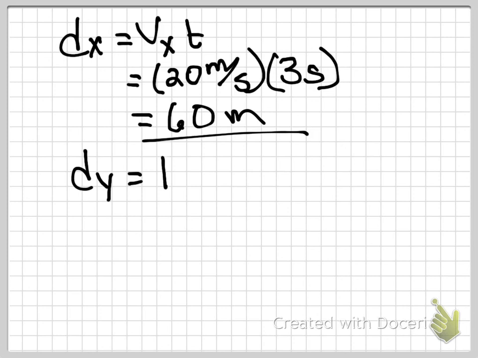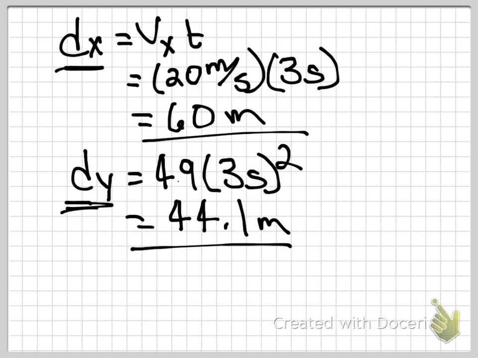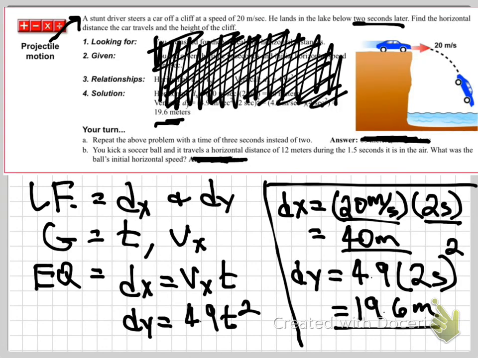Now our dy, we have 4.9 times 3 seconds squared, right? The equation we used before. That would increase our vertical distance, our height. So if it were in the air for 3 seconds, it would have had to have fallen a height of 44.1 meters. Okay? So we're treating these completely separately. All right, next example. Letter B here.